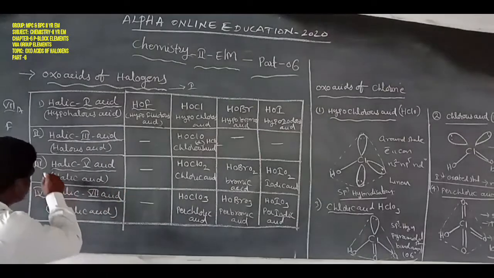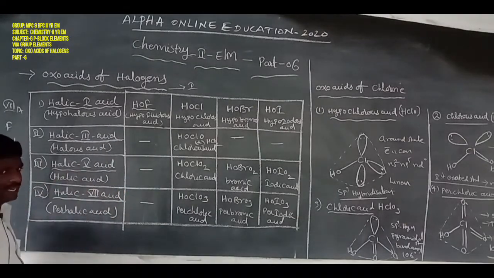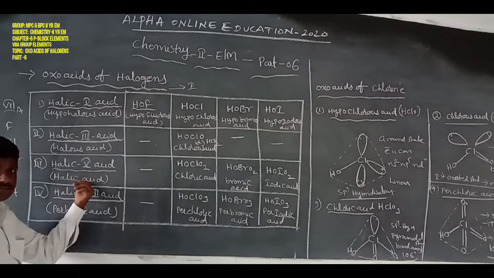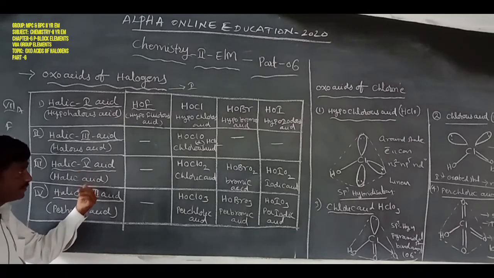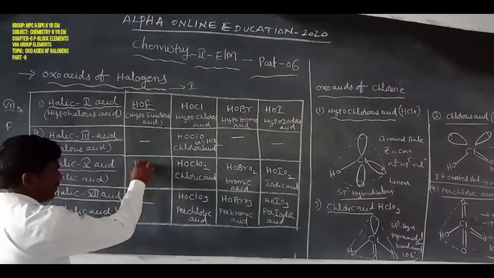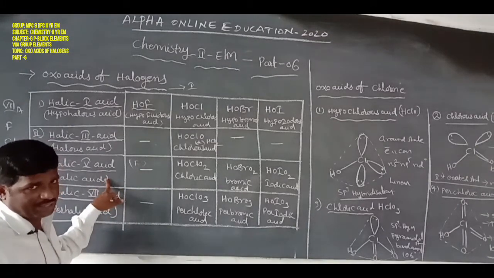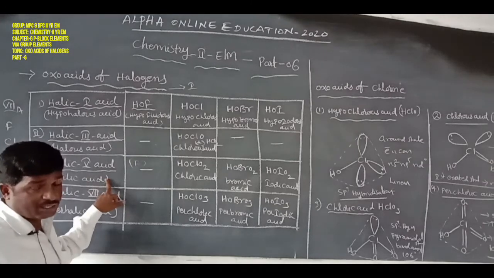Next, the third one is the halic fifth acid. Halic fifth acid is also known as an -ic acid. Fluorine does not form the halic fifth acid, due to its small atomic size and high electronegativity.